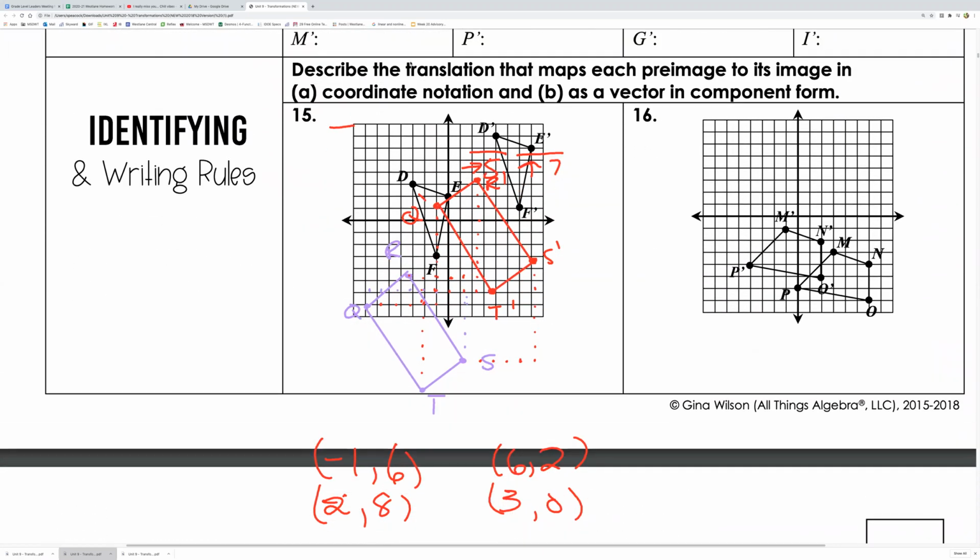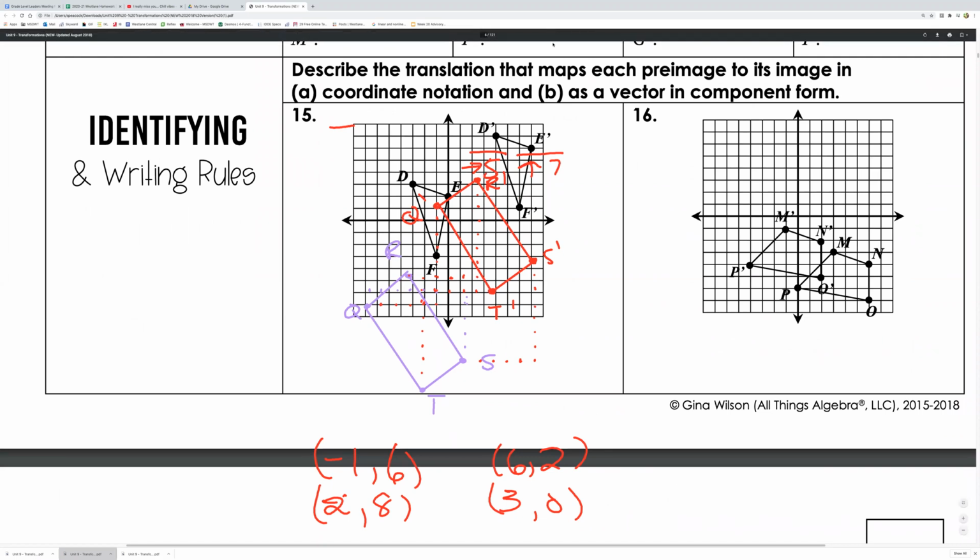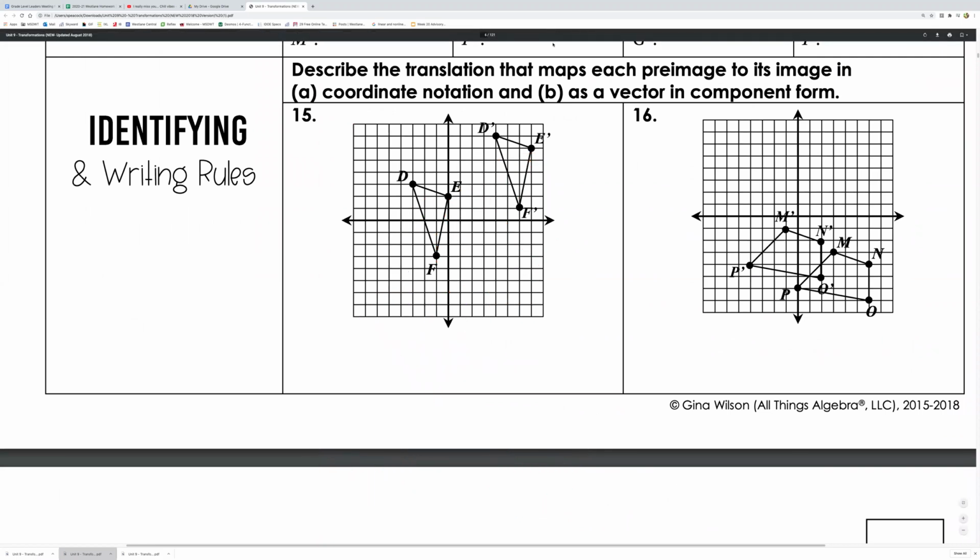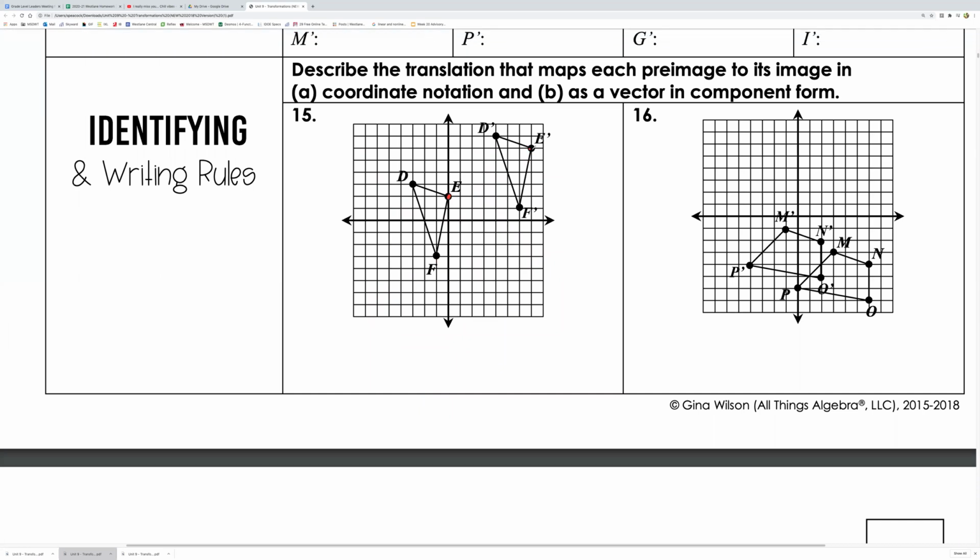Now we're going to work on identifying and writing rules. Okay, so you pick the same letter. So I'm going to do E and E prime. I notice it is 1, 2, 3, 4, 5, 6, 7 to the right. So that would be x comma y, arrow, x plus 7 because we moved it to the right. Then we moved it up 1, 2, 3, 4. So that will be y plus 4.